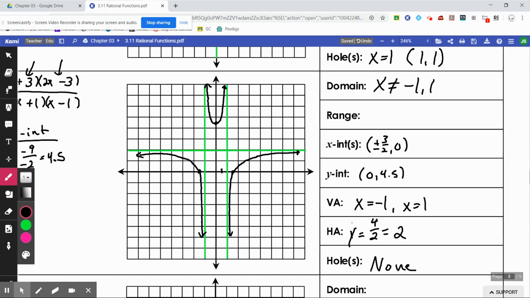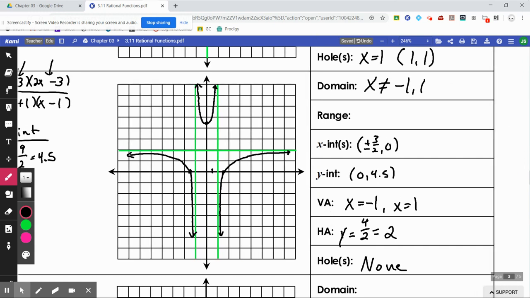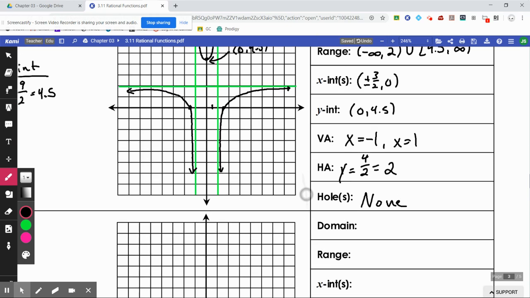So we got our domain. Now let's talk about the range. And a reminder, this point right here was 0, 4.5. So my range goes from negative infinity up to my horizontal asymptote line, which was 2. Did not include that because that was not a point on your graph. Then it started back at 4.5 with a point on the graph, and it went on to positive infinity. So there's all your information.